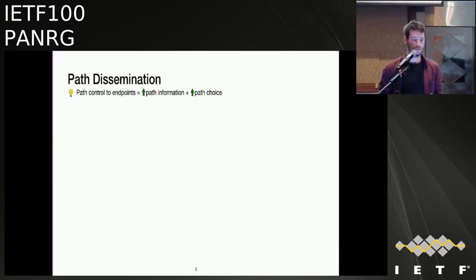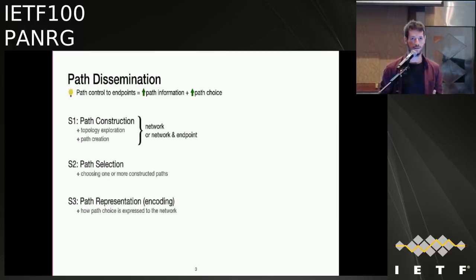So by the term path dissemination, I will refer to three things or three steps. The first one is path construction, and this includes the steps of exploring the topology and then creating paths on top of that topology. And this step can be performed by the network alone or by the network and the endpoints together. The second step is that the endpoint will have to select or choose among these constructed paths. And in the end, the endpoints will have to inform the network about which paths to use, something that I will refer to as path representation.